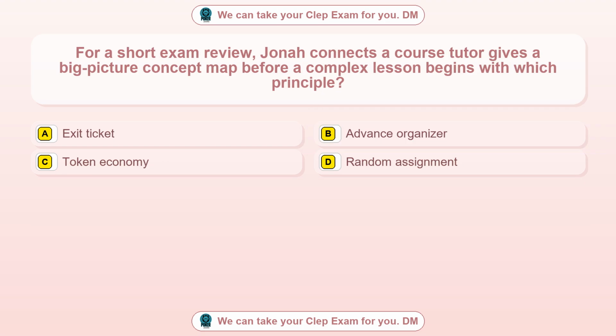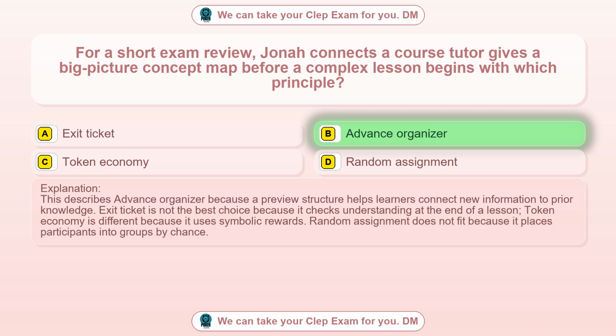Question 43. For a short exam review, Jonah connects a course tutor giving a big picture concept map before a complex lesson begins with which principle? Option A, exit ticket. Option B, advance organizer. Option C, token economy. Option D, random assignment. The correct answer is option B, advance organizer.